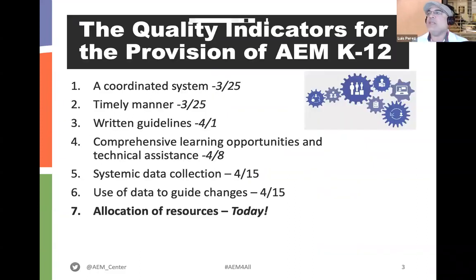Just to give you an idea or a roadmap for where we've been and where we're going today, we've been looking at the quality indicators over the last few weeks. And today we're touching on indicator number 7, allocation of resources. You can see last week we focused on data collection and use. And then in previous weeks, we've looked at the comprehensive learning opportunities and technical assistance, written guidelines, timely manner, and then we started on the 25th of March on a coordinated system. So we've covered quite a bit of ground over this series.